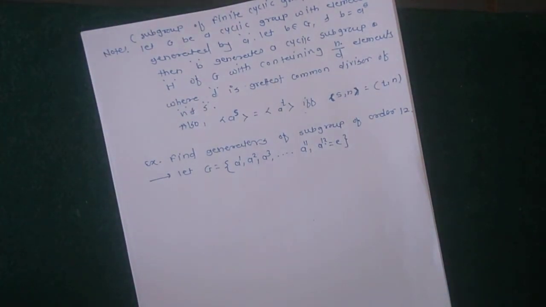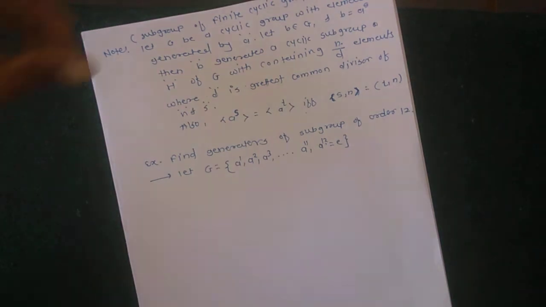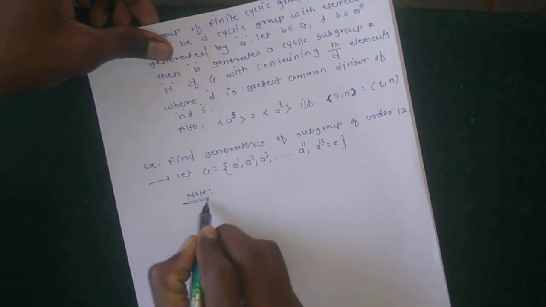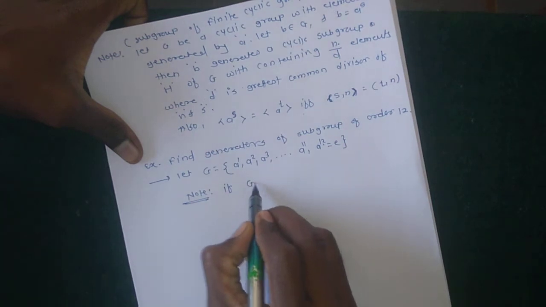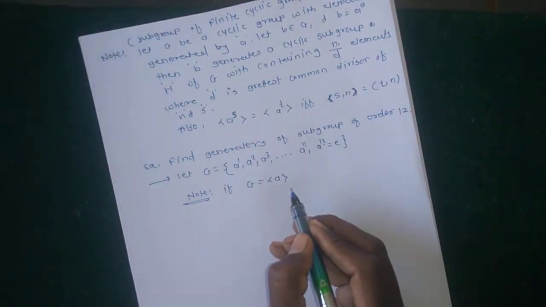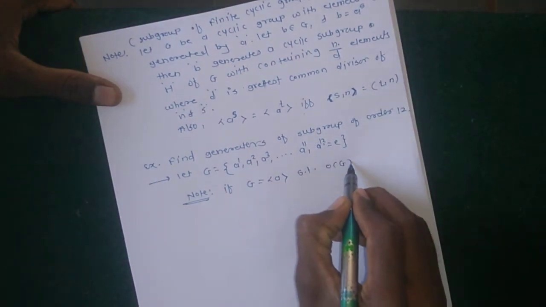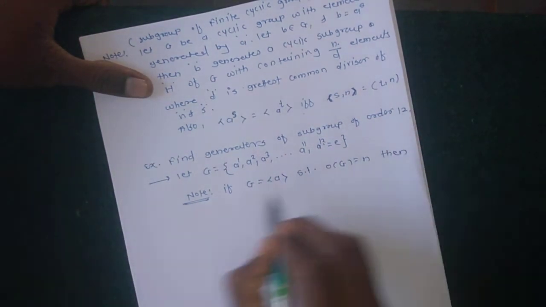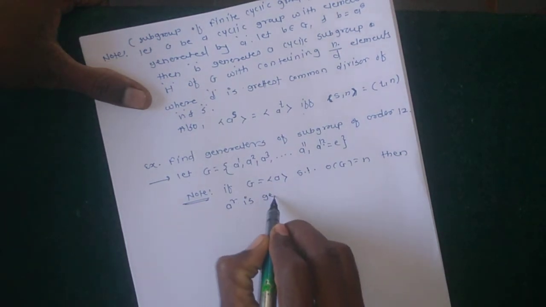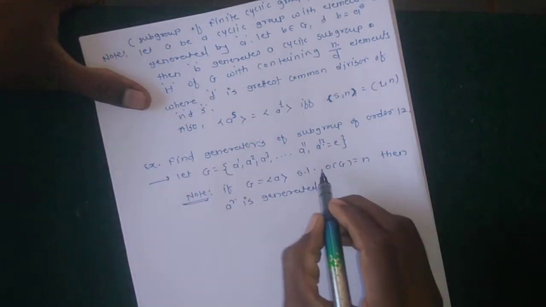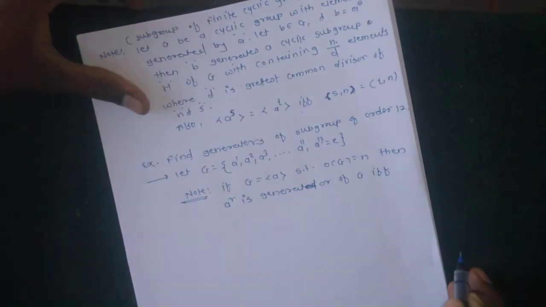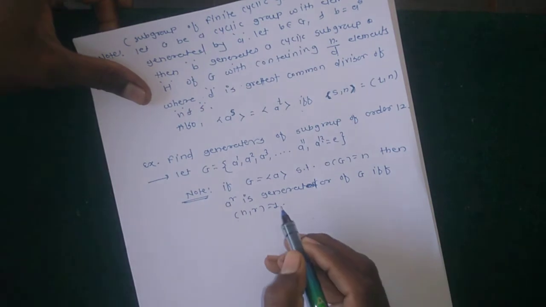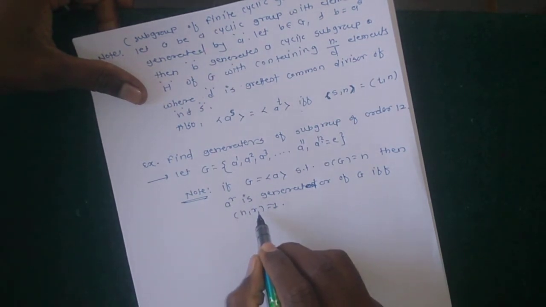In the previous lecture you also saw a remark: if G is generated by a such that the order of G equals n, then a raised to r is a generator of G if and only if the GCD of n and r equals 1, where r is a power of a and n is the order of G.